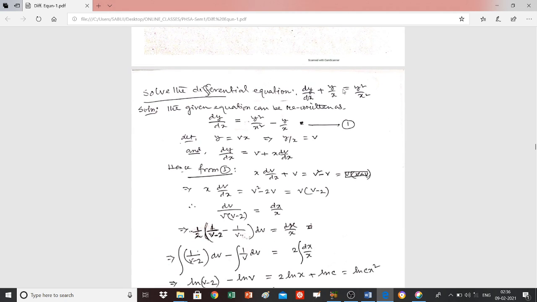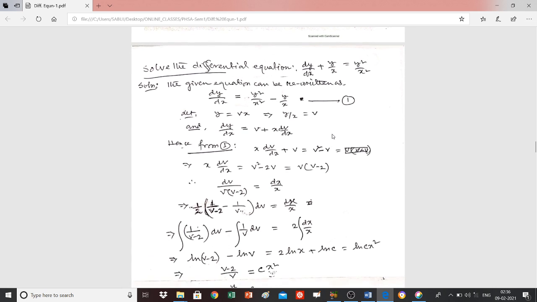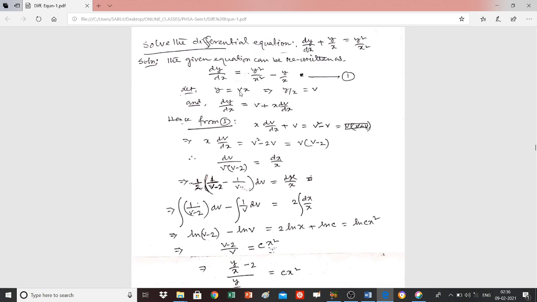To solve this equation you can write dy by dx is equal to y square by x square minus y by x. So this is also a homogeneous equation, and you have to employ the same methodology. That is, you have to substitute y is equal to vx. Just do it, and the value of dy by dx, substitute this value here, and in this expression you use the value of y is equal to vx.